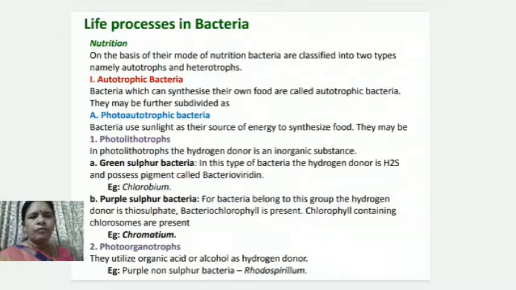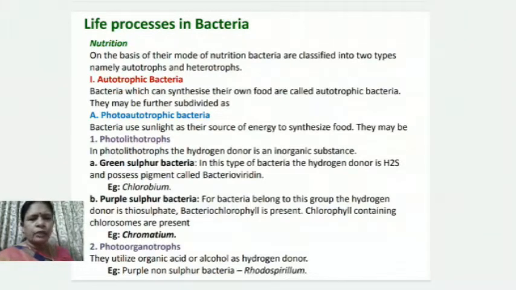These bacteria use sunlight as the source of energy to synthesize food. They may be photolithotrophs. In photolithotrophs, the hydrogen donor is an inorganic substance. Green sulfur bacteria: in this type of bacteria, the hydrogen donor is H2S and they possess a pigment called bacterioviridin. Example for this is Chlorobium. And for purple sulfur bacteria, the hydrogen donor is thiosulfate. Bacteriochlorophyll is present. Chlorophyll containing chlorosomes are present. For example, Chromatium.